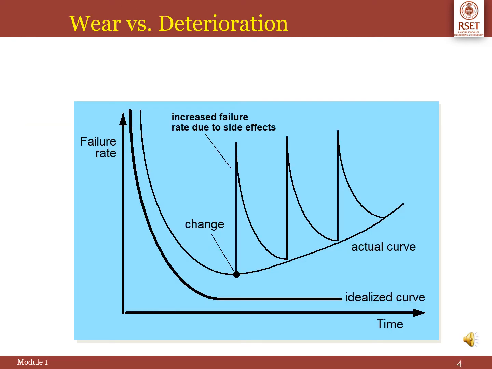Here, this figure shows the curves for wear versus deterioration. Software is not susceptible to the environmental maladies that cause hardware to wear out. In theory, the failure rate curve for software should take the form of the idealized curve which is shown in this figure. Undiscovered defects will cause high failure rates early in the life of a program. However, these can be corrected and the curve flattens as shown in the figure.